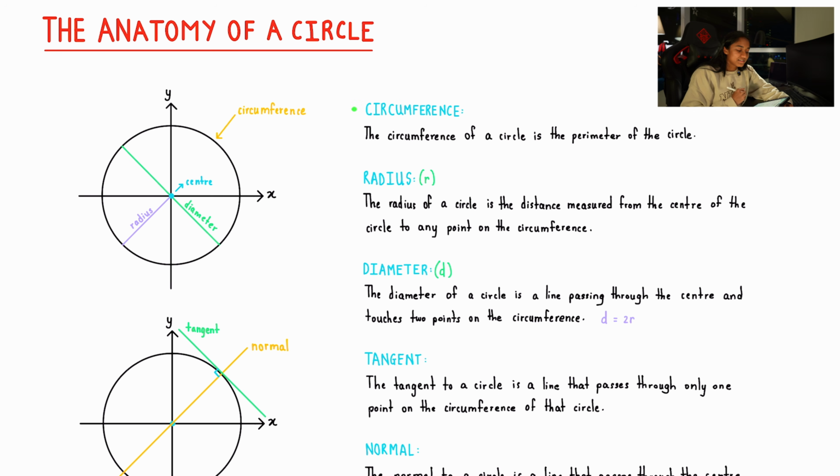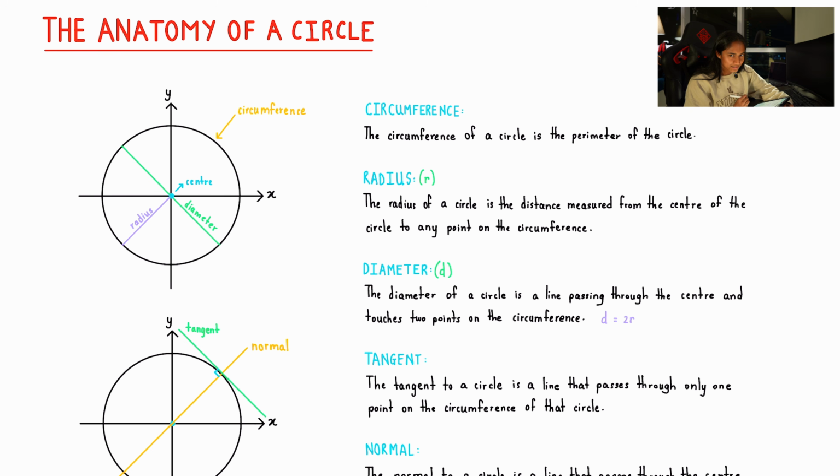So the first thing is the circumference of a circle. The circumference of a circle is the perimeter of the circle. Of course, we have a center of that circle as well. If we find the exact center of that circle and then go towards any point on the circumference, we're going to find what's known as the radius. So the radius, which is denoted by a common letter R, is the distance measured from the center of the circle to any point on the circumference. So this is a radius, this is a radius, this is a radius, and this is a radius.